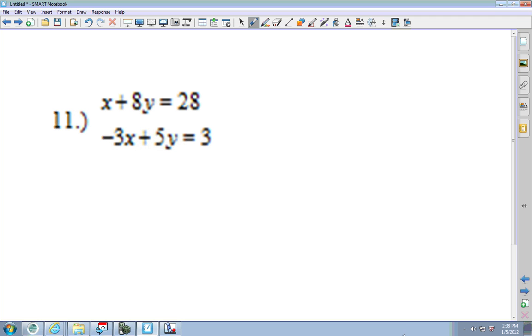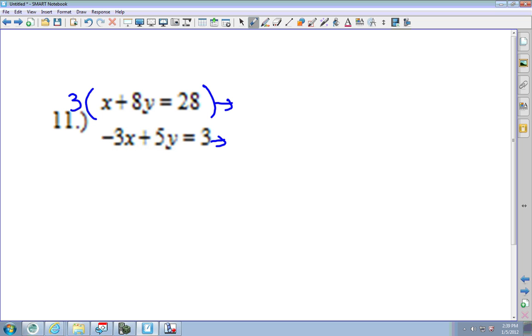Number 11. Let's see if we get as lucky this time. Is there a letter that automatically eliminates? Nope. 5 doesn't go into 8 evenly. What about this one? Look, the x's. I've got a positive x and a negative x. What number needs to be in front of this x to make this 0? Correct, it needs to be a 3.